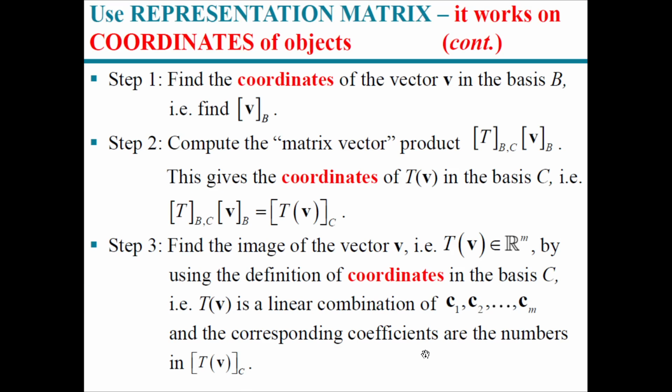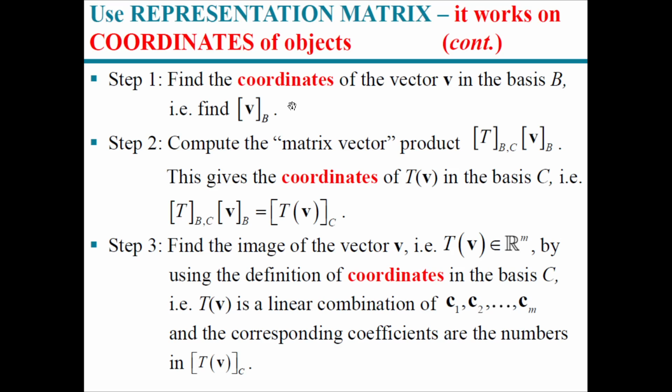We are almost there. So here's the process of how we do it. First thing, obviously, we need to find the coordinates of vector v in basis B. So find those coordinates. You need to solve the linear system by Gauss-Jordan. What can you do?